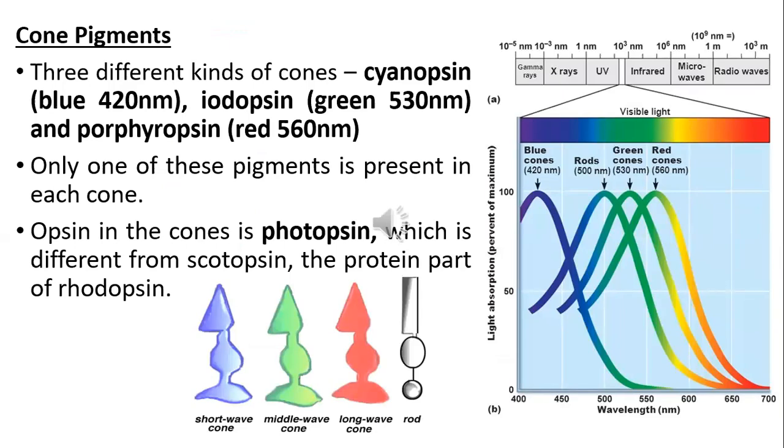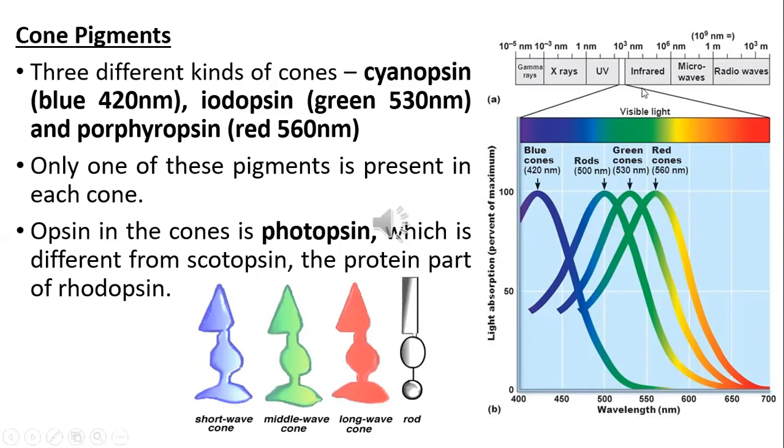Now there are 3 different kinds of cones. There's what we call cyanopsin, which is blue, with responsiveness at about 420 nanometers. There's what we call iodopsin, which is green, at about 530 nanometers. Then there's also what we call erythropsin, which is red, with about 560 nanometers in terms of responsiveness to light.